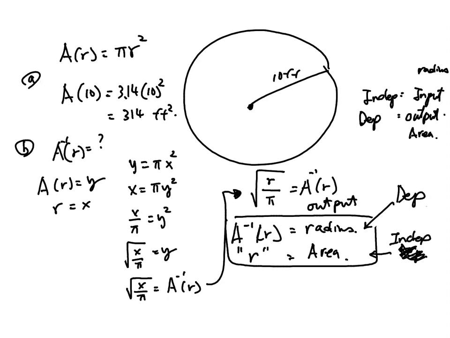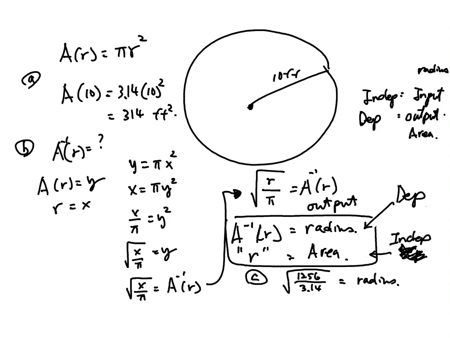Part C, or number 3. If the owner wants to allow the dog 1,256 square feet of area to live and roam, how long of a tether should be used? So we're going to use the inverse function, and we're going to put in 1,256 over 3.14, where the pi is, and calculate that, and that will give us the radius.